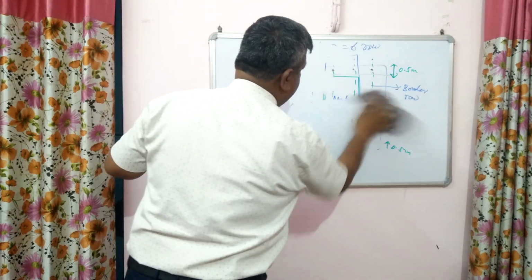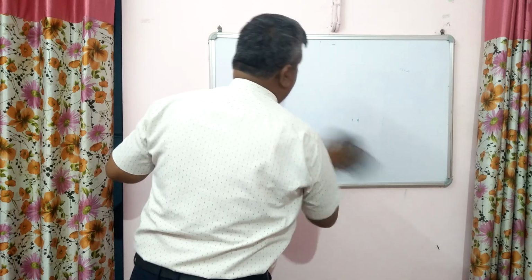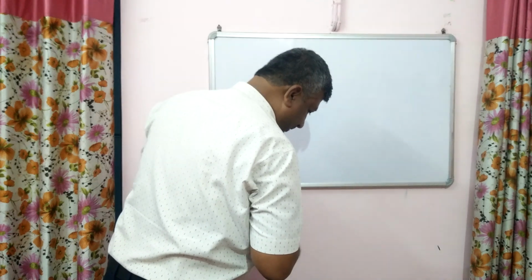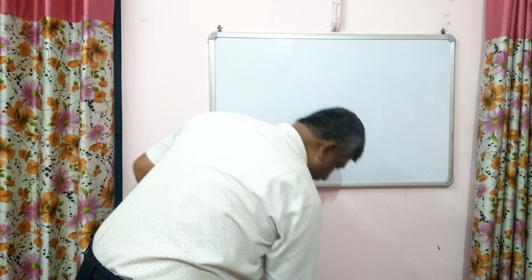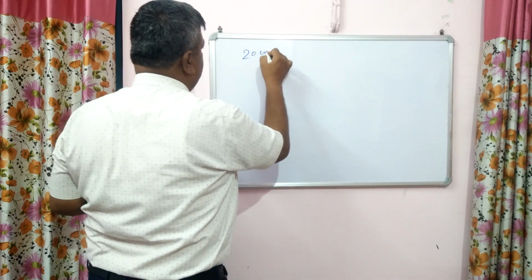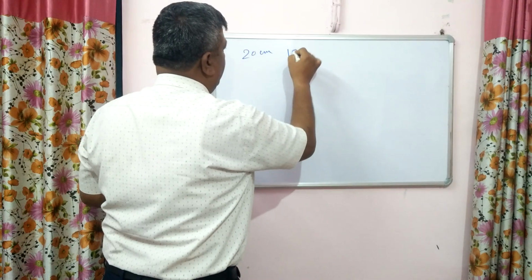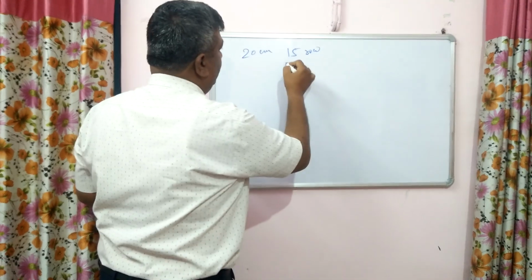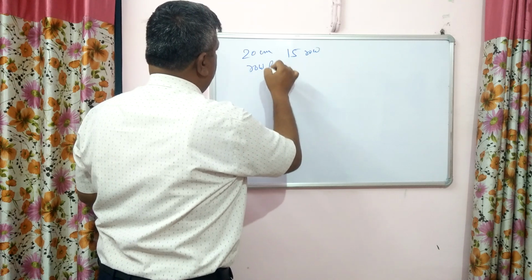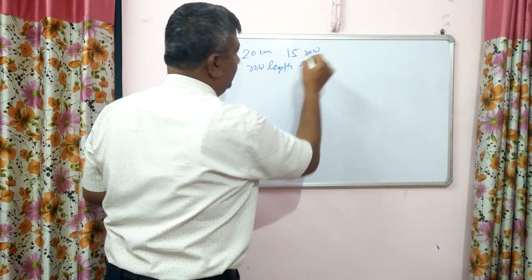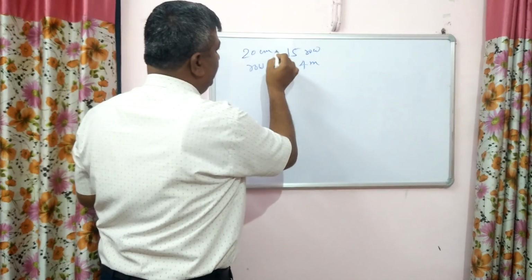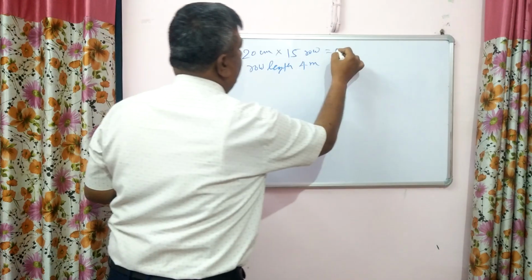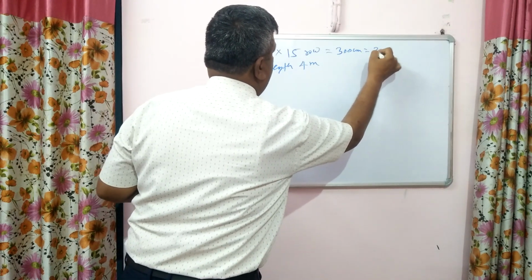Net plot area and gross plot area. Suppose we take the example of wheat. Wheat is sown at 20 centimeter and 15 rows are planted in the gross plot, and the row length is 4 meter. Then find out the gross plot. So 20 centimeter, 15 rows, how much width? 300 centimeter, means 3 meter.